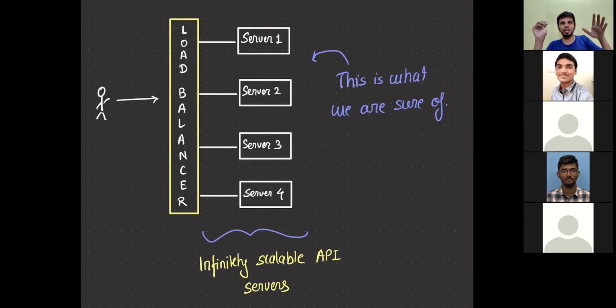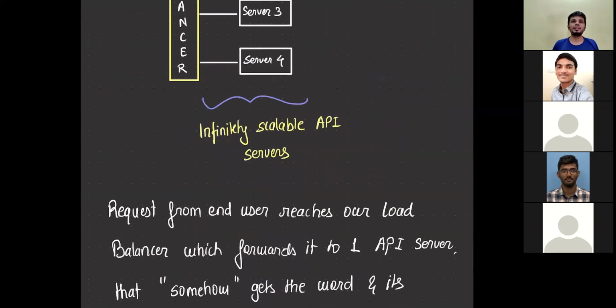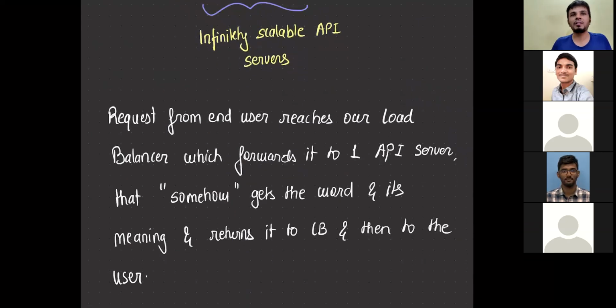We have a user, we have a load balancer, we have multiple API servers. This is how our API servers would scale, right? And this is something that we definitely know, the most basic architecture ever. So a request from the end user reaches our load balancer, which then forwards it to one of the API servers, and somehow, we will figure out how, it gets the word and then returns it back to the user.